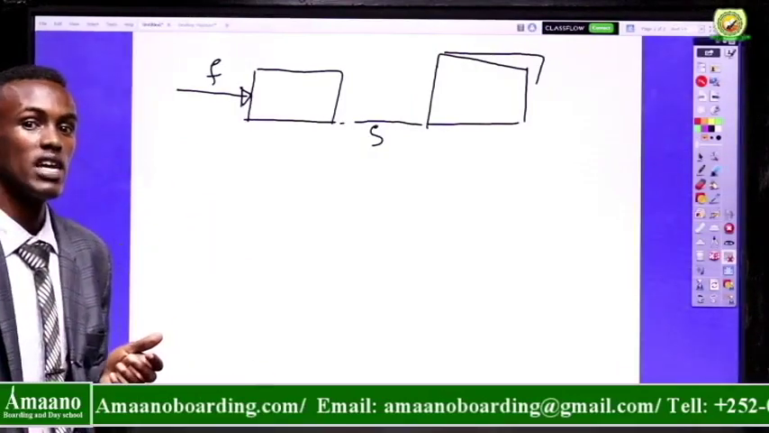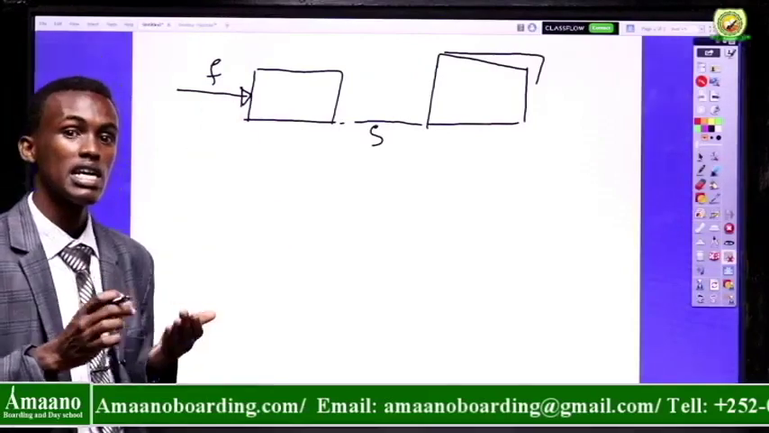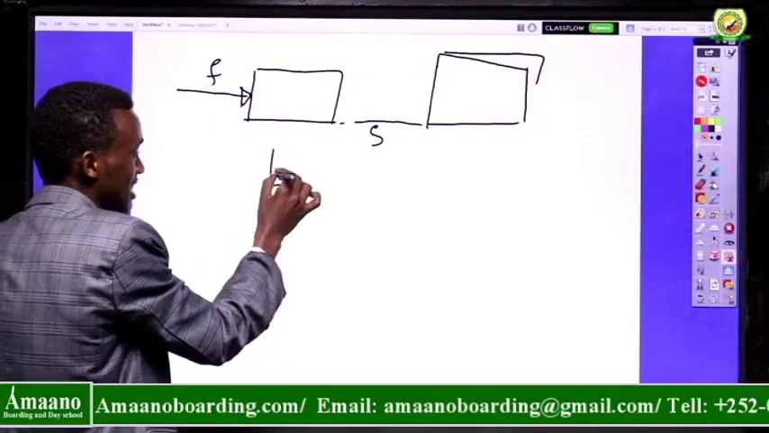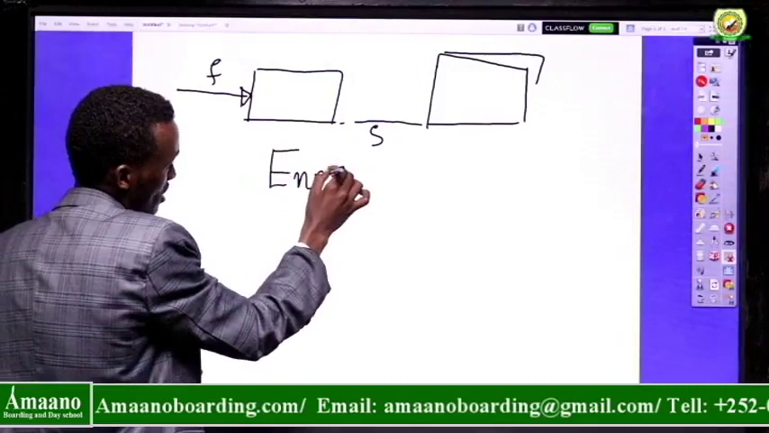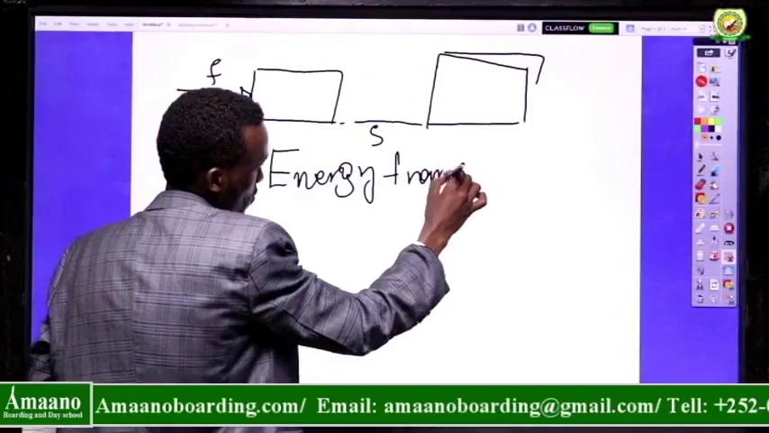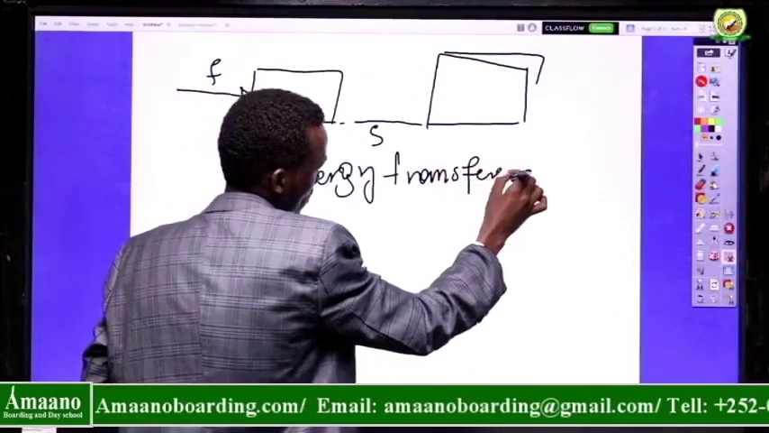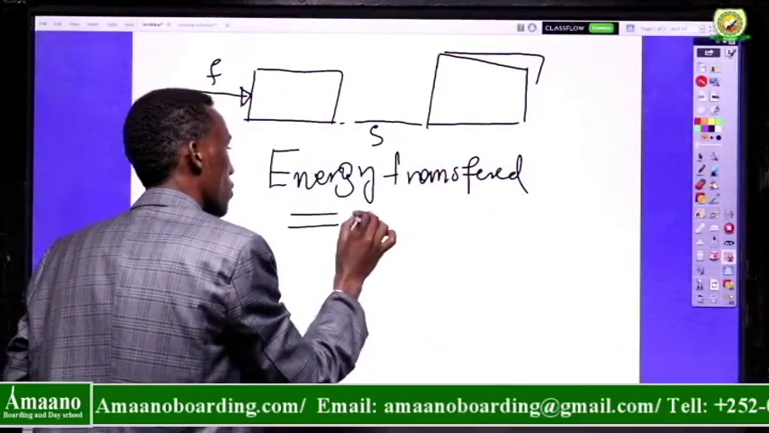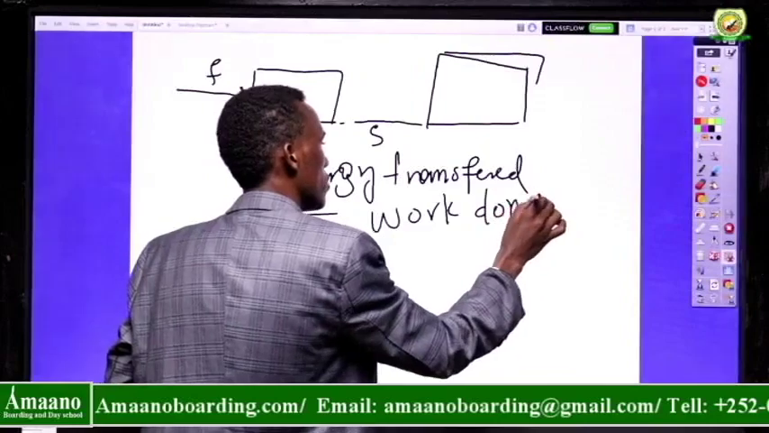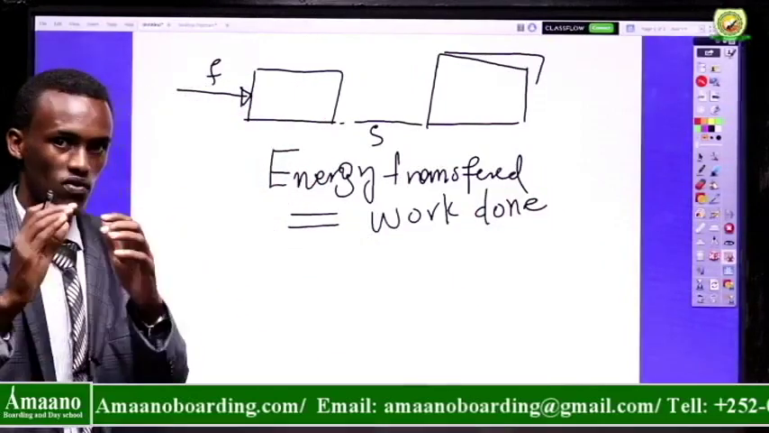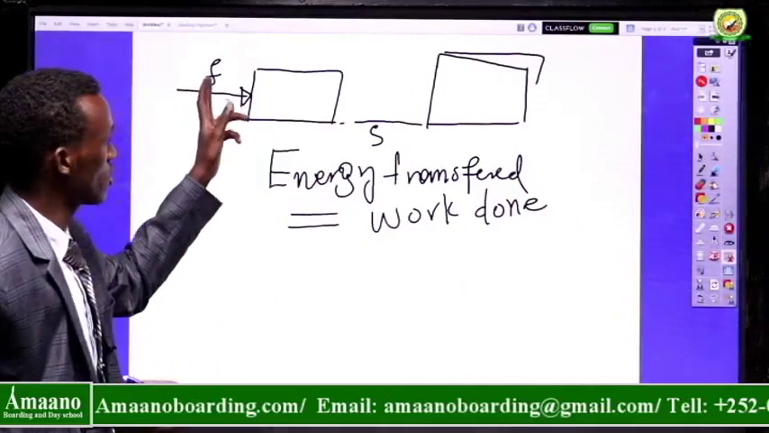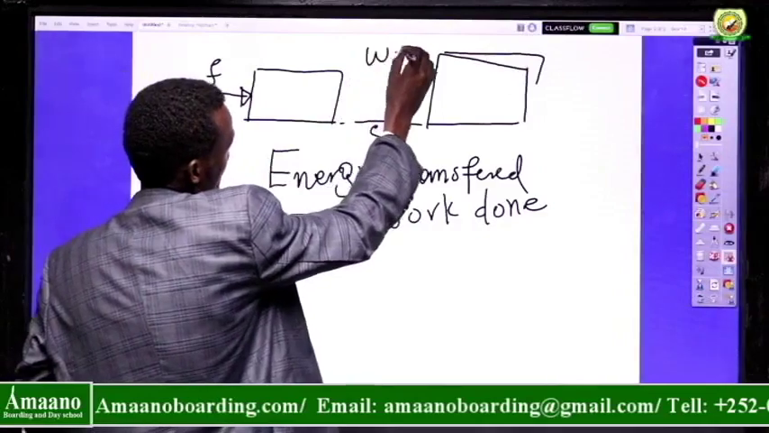The amount of energy transferred to this box is equal to the work done. So we can say the amount of energy transferred to this box is equal to the amount of work done. Know that the amount of energy you use, or the amount of energy transferred to this body, is equal to the amount of work done. Work done is Fs.